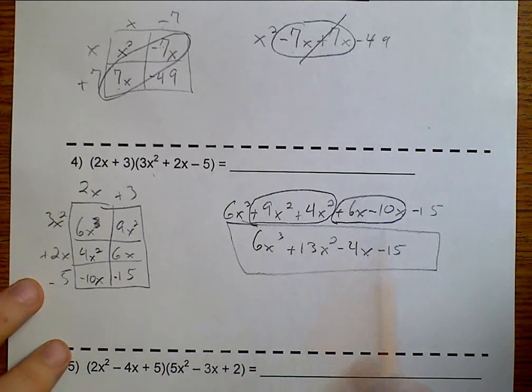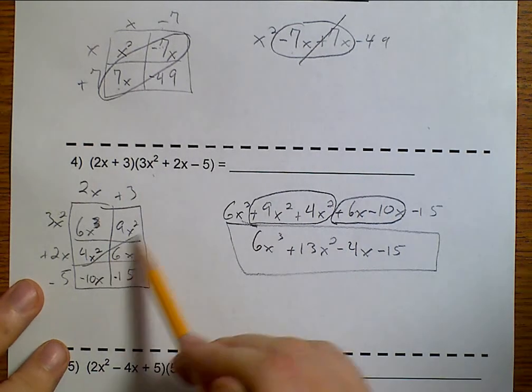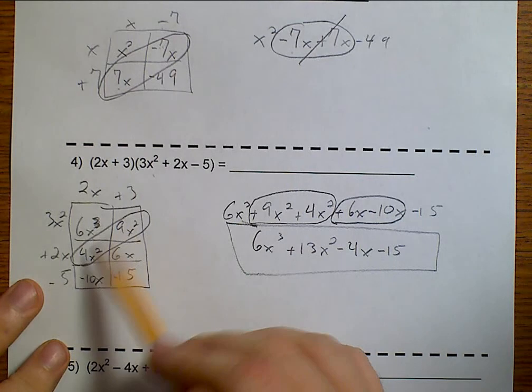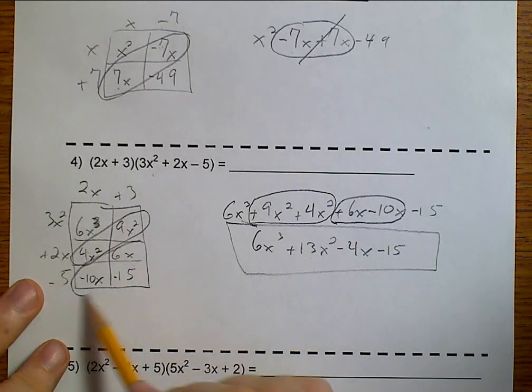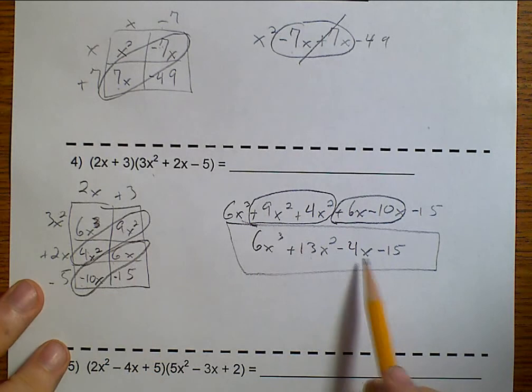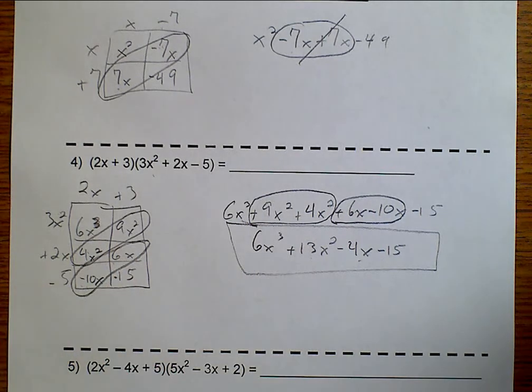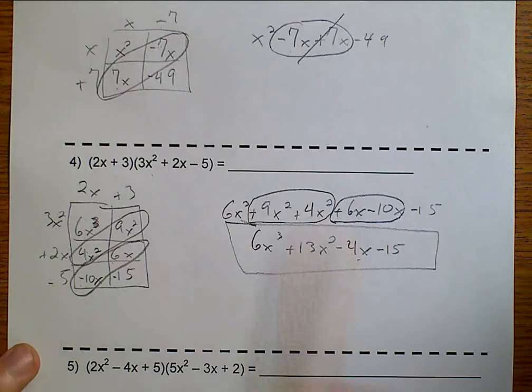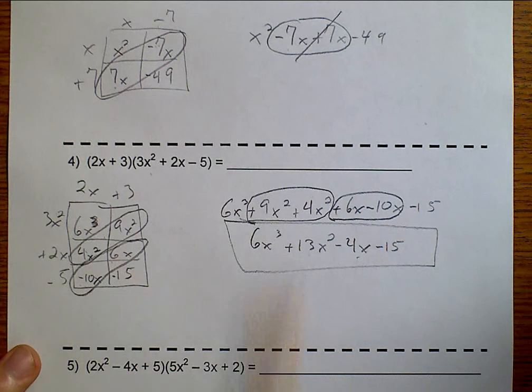Now notice, again, I could have went ahead and took a shortcut here. 9 and 4 make 13. 6 minus 10 makes negative 4. And we have similar terms. So you don't have to write this whole thing out if you can go ahead and make your similar terms over here.